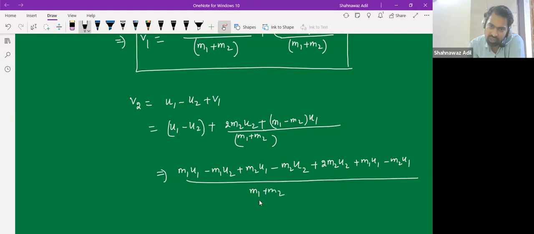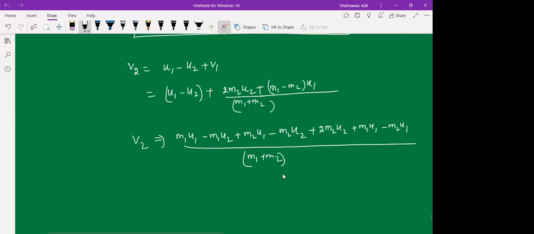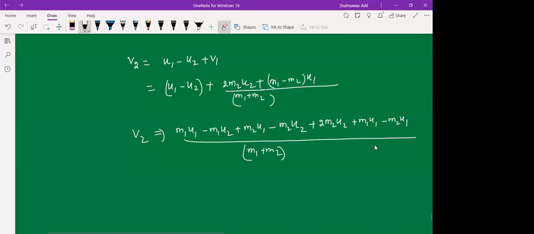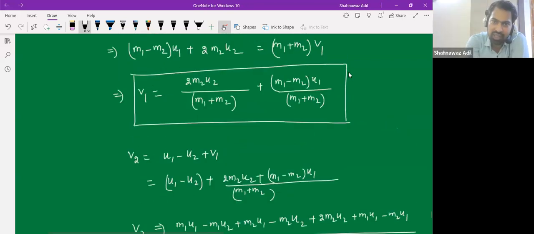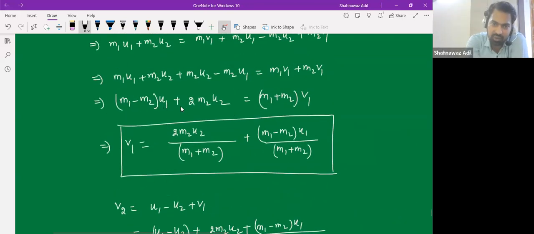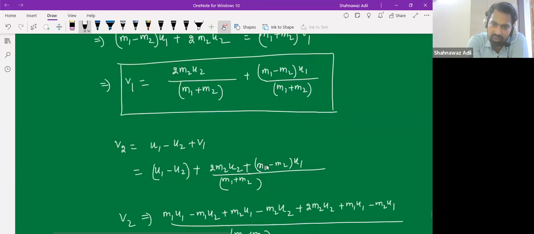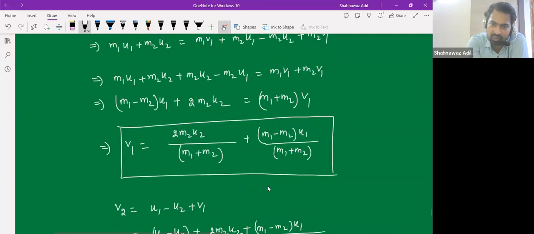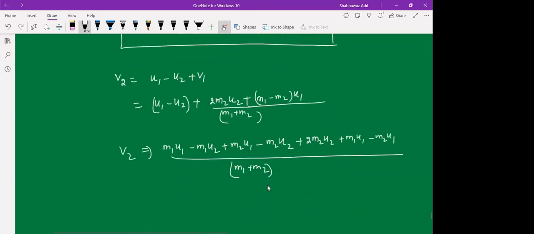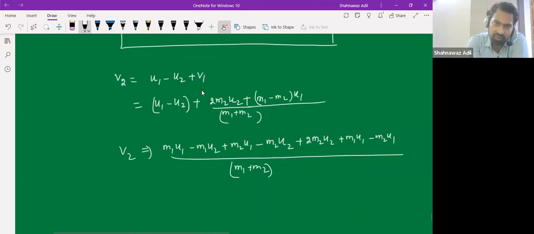So this was just a lengthy calculation, right? Why did we add 2M2 U2 plus M1? You see this is what we got: 2M2 U2 divided by M1 plus M2. So that is 2M2 U2 plus M1 minus M2, right? Oh, so it's the value of V1, that's why. Yeah, the value of V1.